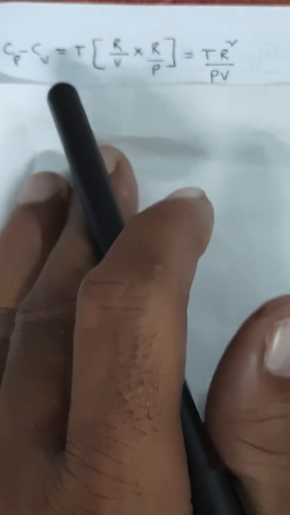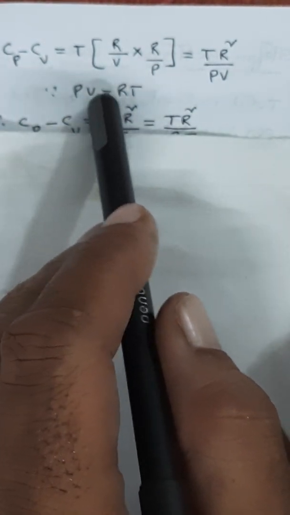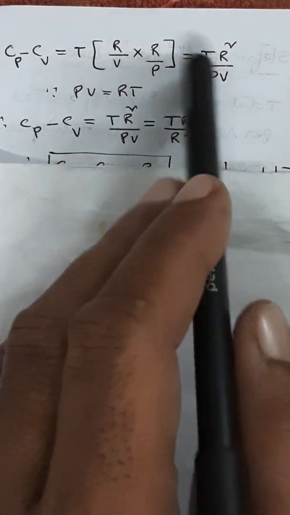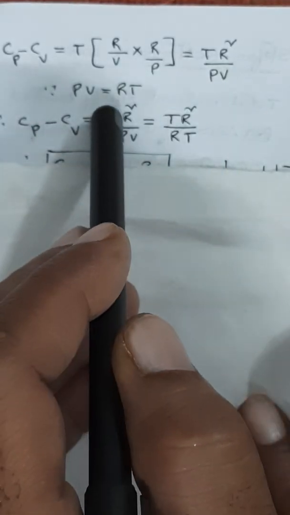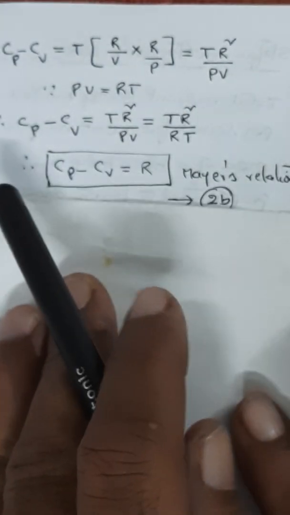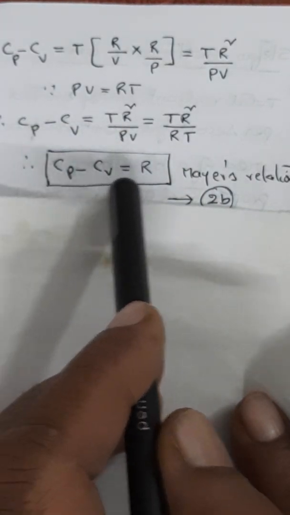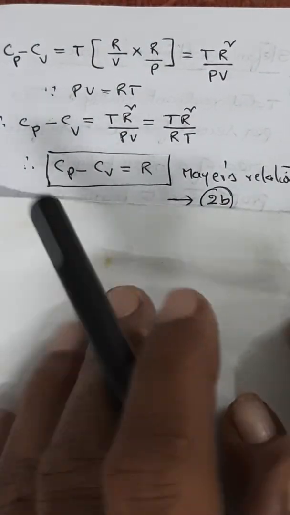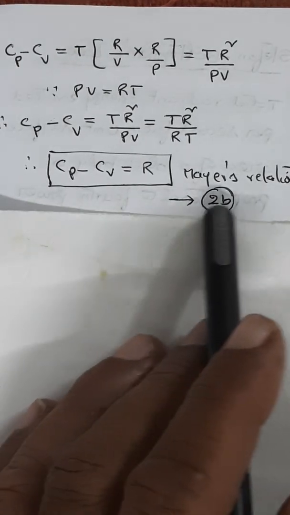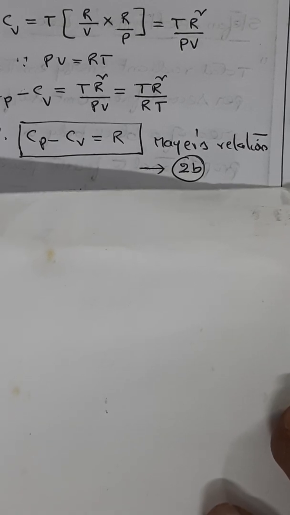So using the gas equation PV equal to RT, in the denominator PV you can write RT. Therefore Cp minus Cv is equal to TR square by PV, that is equal to TR square by RT. So you can strike off T, you can strike off one R. Therefore you will be ending up with Cp minus Cv equal to R. Let it be equation 2b. This is Mayer's relation, also known as Mayer's relation.